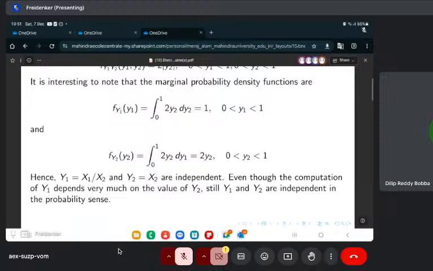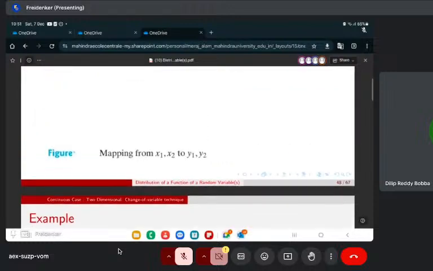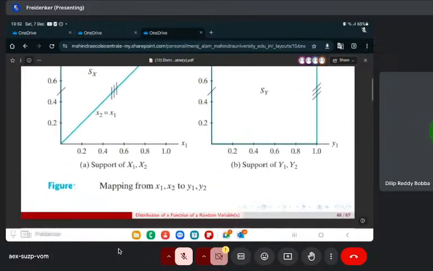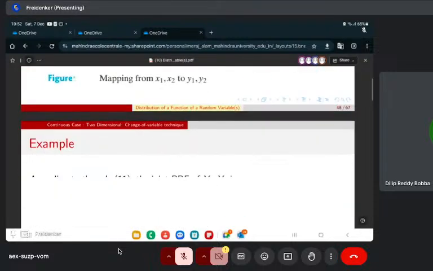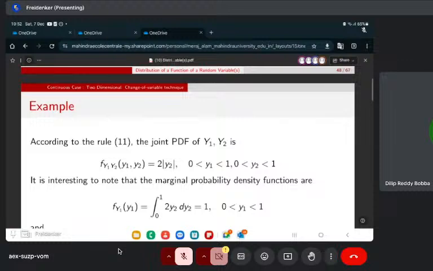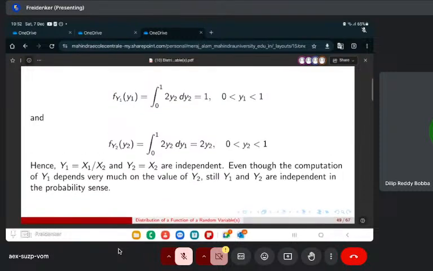1 into 2y2 is nothing but 2y2. But what is the joint probability? The joint probability was 2. Where is it? Okay, wait. Where is the joint probability? Okay, see, the joint probability is 2 mod y2. I can remove the mod because y2 is strictly positive. So the joint probability is 2y2. And the product of the marginals is also 2y2.